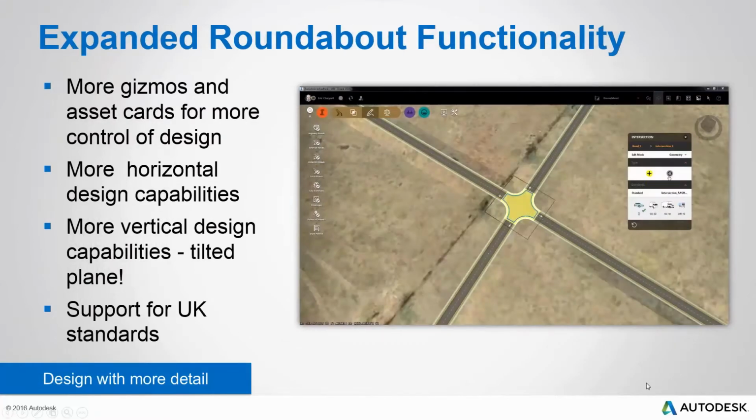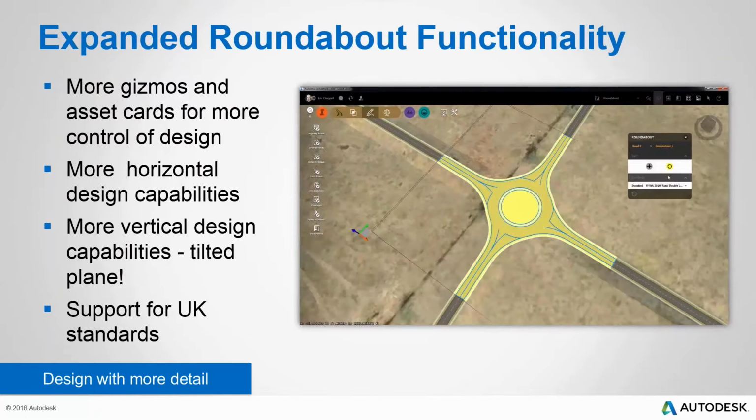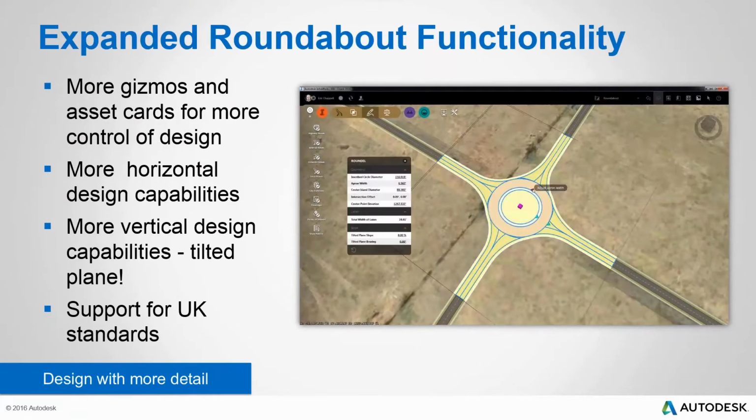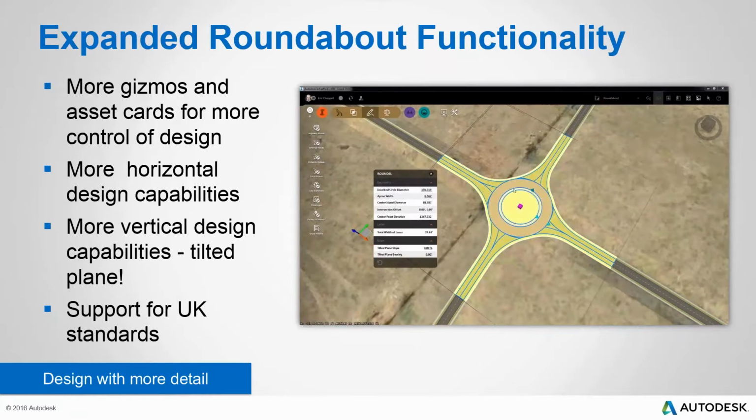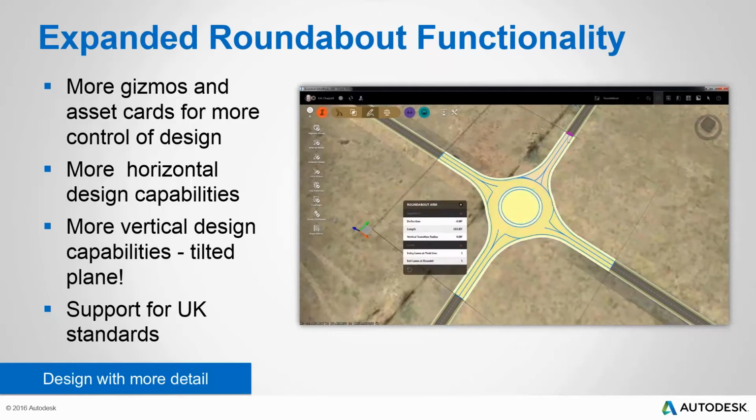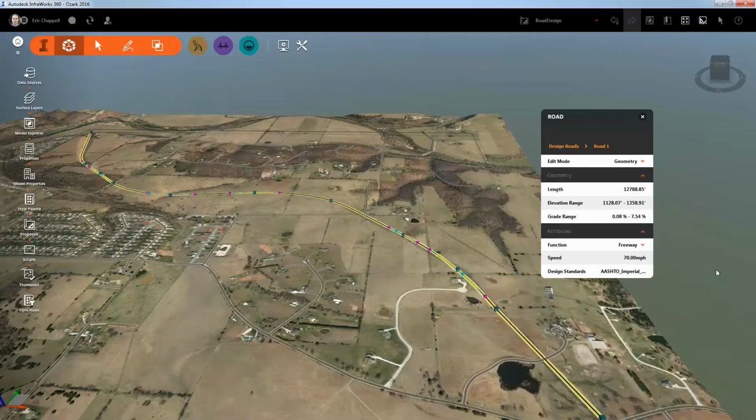We also expanded the Roundabout functionality. We've got more gizmos and asset cards so that you have more control over the design than ever before. You're going to see horizontal and vertical design capabilities added, and we've also added support for UK standards. So as time goes on, we're going to add more and more standards to InfraWorks 360, so it's easier to design in different areas of the planet. So let's take a look at some of those changes here live in the software. Got a simple roundabout in here.